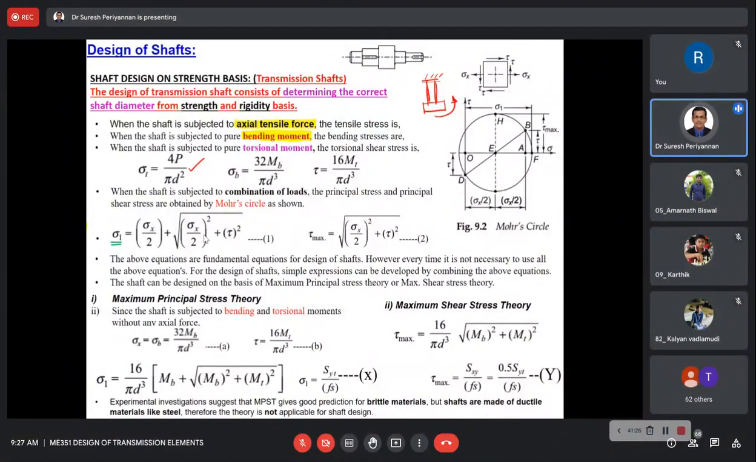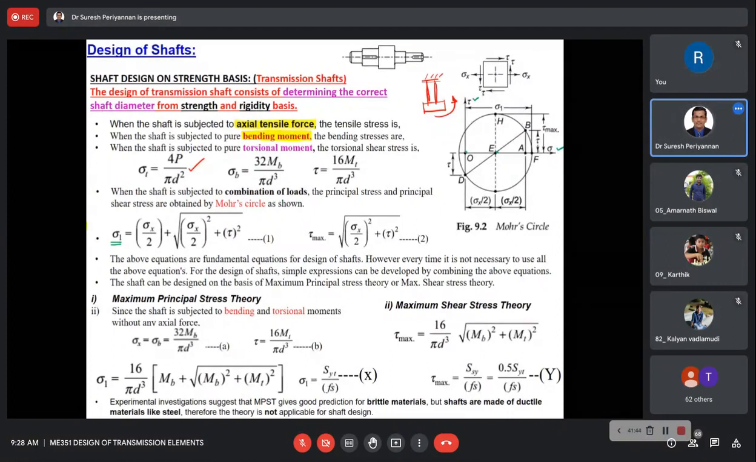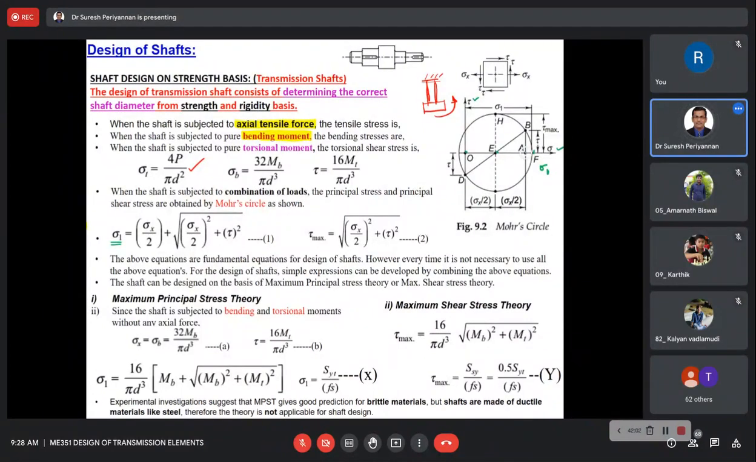When normal stress and shear stress act together, the Mohr circle plays an important role. Here the y-axis is the shear stress axis and the x-axis is the normal stress axis, which is nothing but the bending stress. This is sigma 1. You might have studied this earlier in design of machine elements and strength of materials. Sigma 1 is sigma x by 2 plus the radius of the circle.